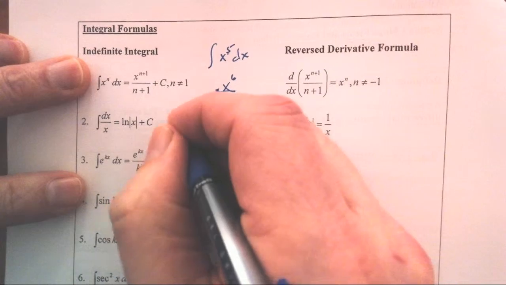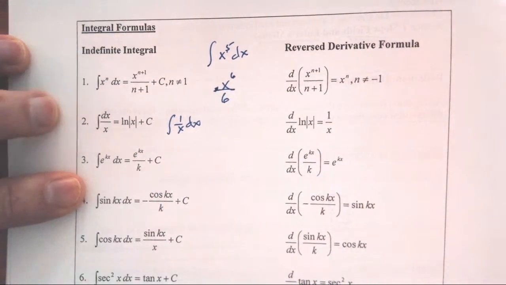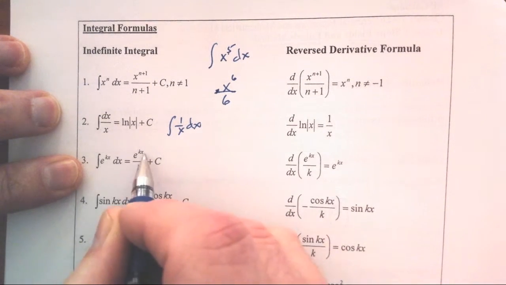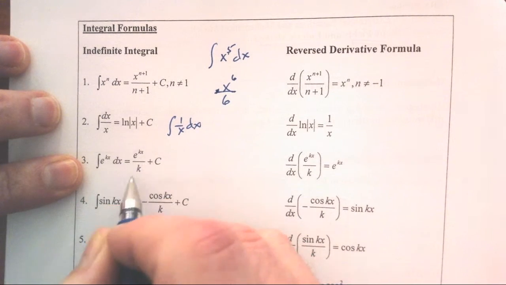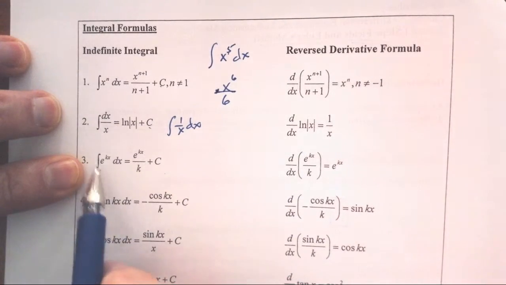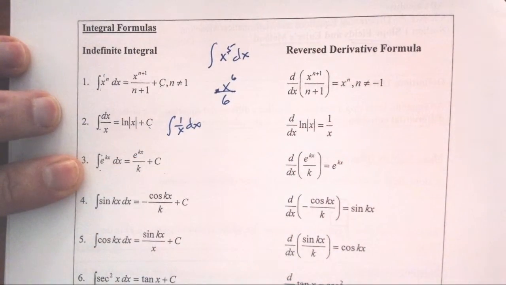Hopefully, if we think of this thing as the integral of 1 over x dx, that is screaming ln to us. For e to the kx, the derivative of e to the kx is e to the kx times k, so we need to cancel the k. Notice every one of these has plus c, they're indefinite. I don't have starting points, end points. They're indefinite.